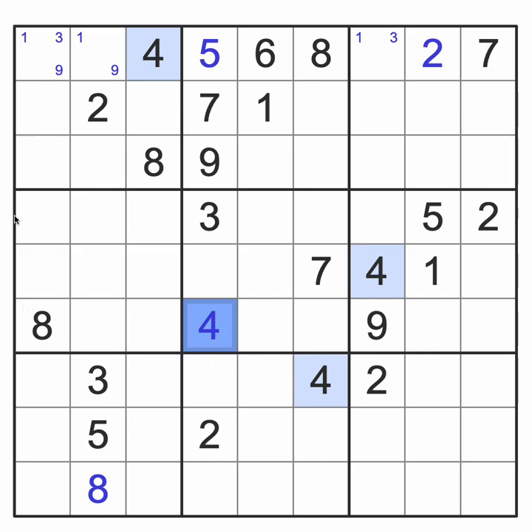And I can also place 4 in box 4 by looking at box 7 first. 4 in box 3 blocks these, so 4 in box 7 will be here or here, which blocks these. 4 in box 6 blocks these cells. 4 in box 5 blocks these. 4 in box 1 blocks this cell, gives me 4 here.